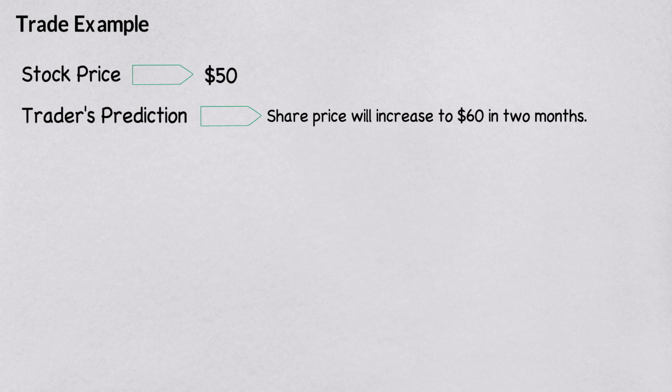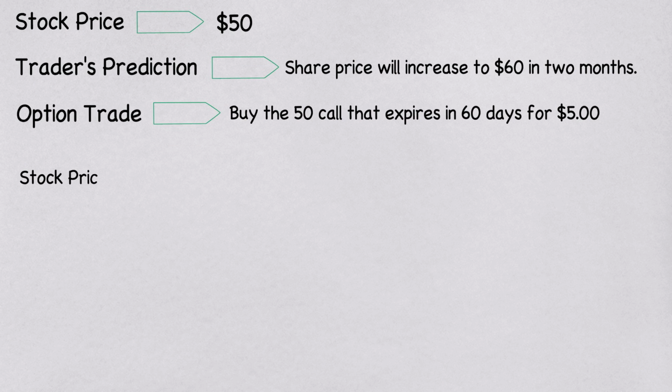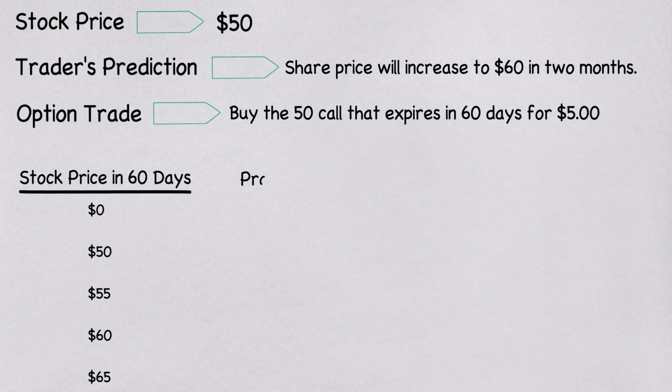So let's go over a more specific call option trade example so you can better understand how the position would work out in certain scenarios. Let's say we have a stock and the price is currently at $50. And let's say a trader's prediction is that the share price will increase to $60 in 2 months. Now the hypothetical option trade would be to buy the 50 call that expires in 60 days, and let's say we buy that call for $5. Now, based on the stock price in 60 days, let's look at the P&L of that position.